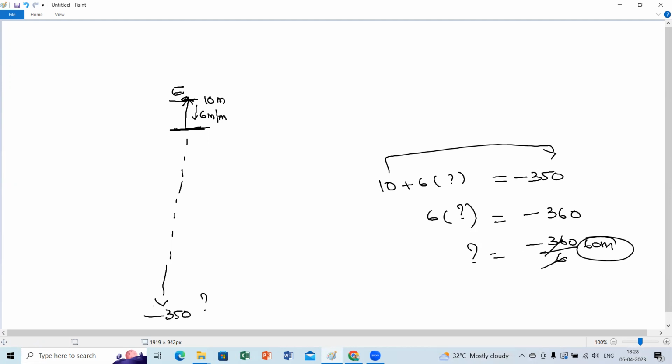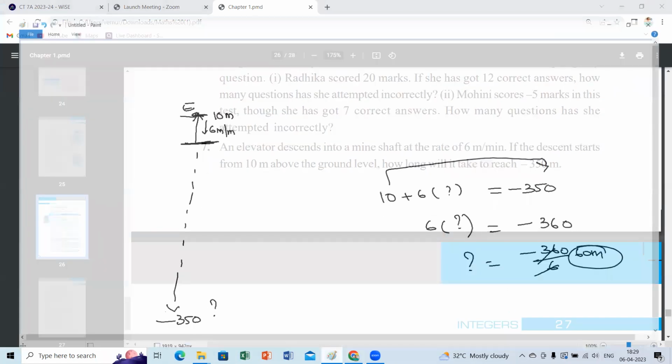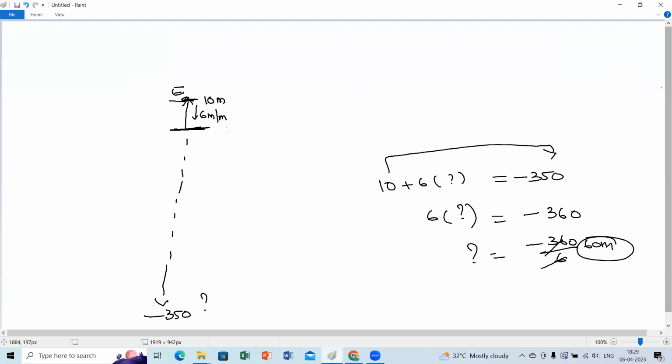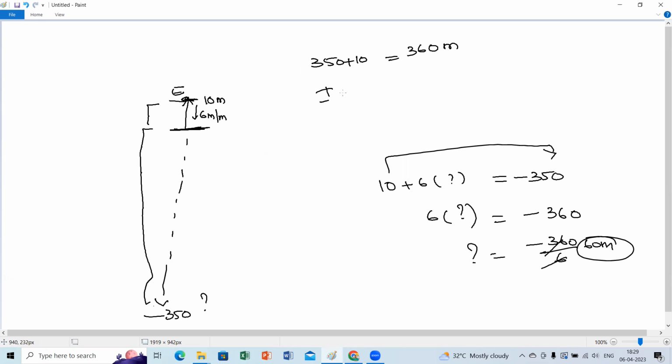Ma'am, that means 1 hour. Yes, 60 minutes, 1 hour. Did you understand this? Yes, ma'am. Because the total distance, you see, here 10 meters, from here to here 350 meters. Total distance is 350 plus 10, which is 360 meters. In one minute, how much distance is it traveling? 6 meters. So how much time is taken? Time taken is distance, 360 divided by 6, which is 60 minutes. 60 minutes is 1 hour.